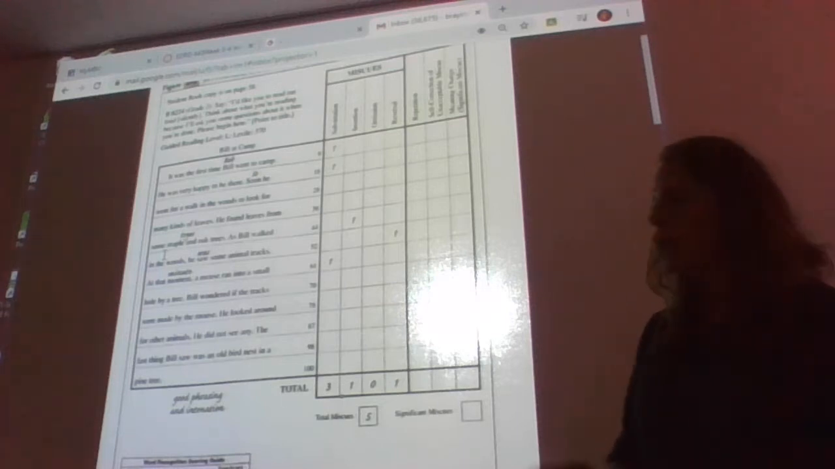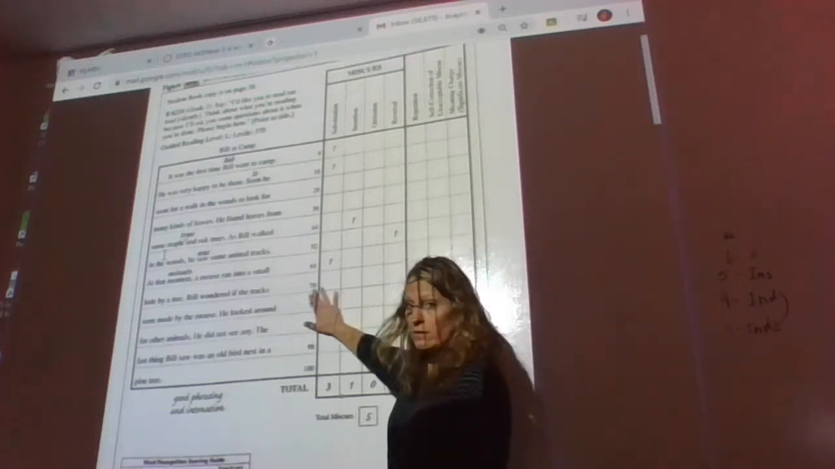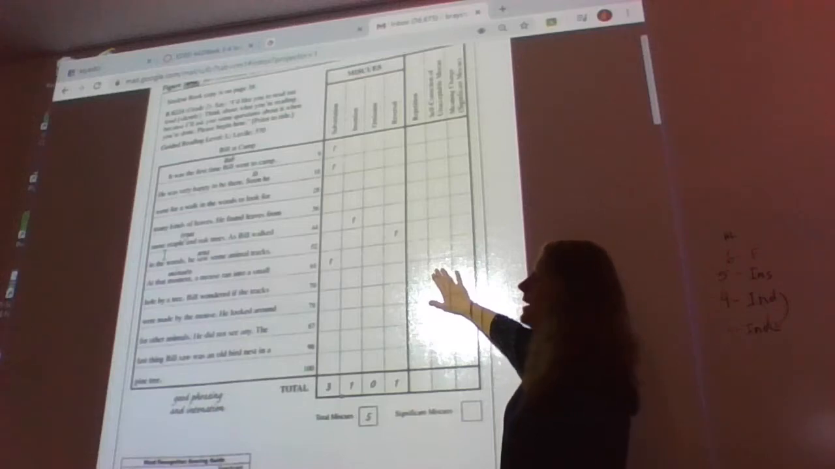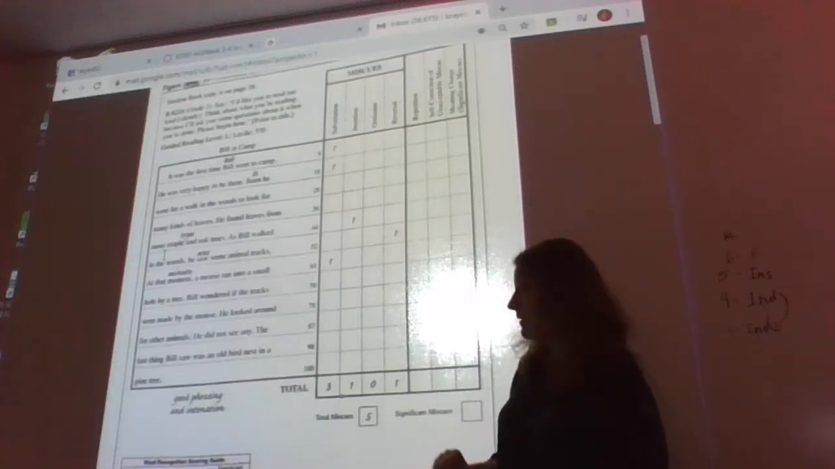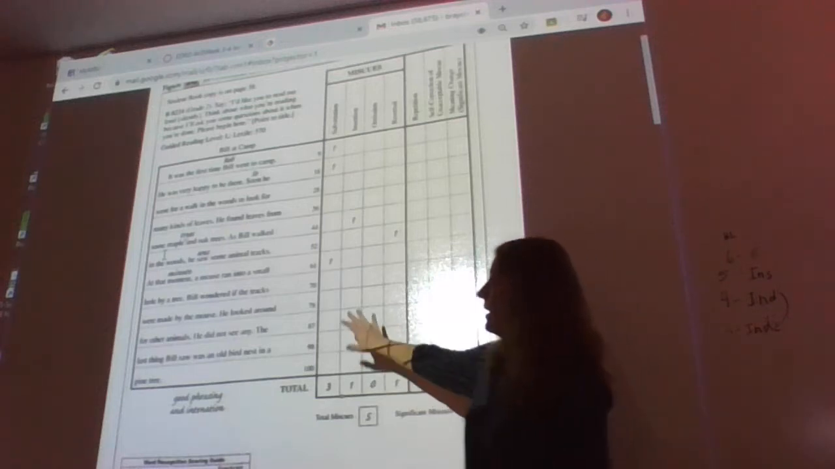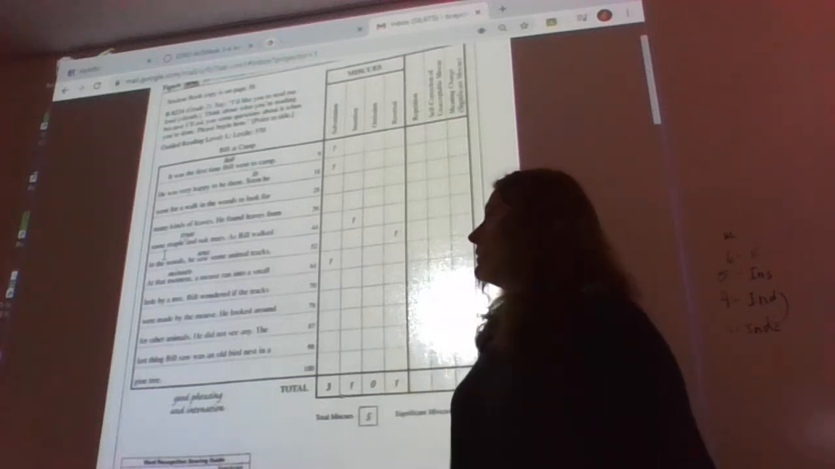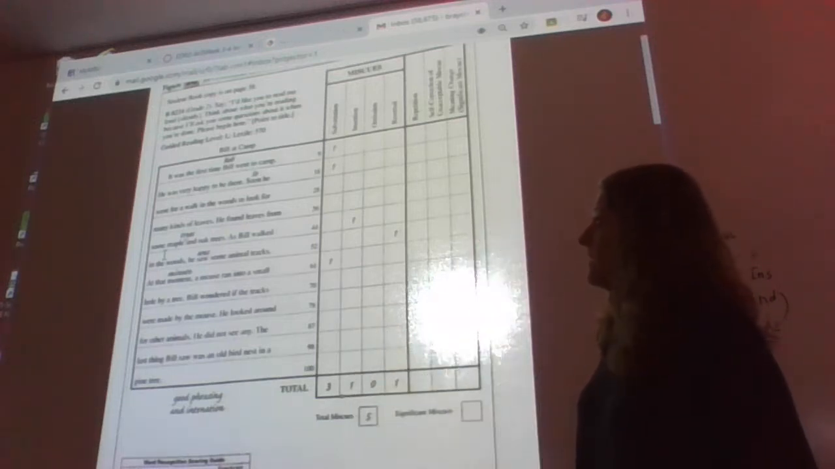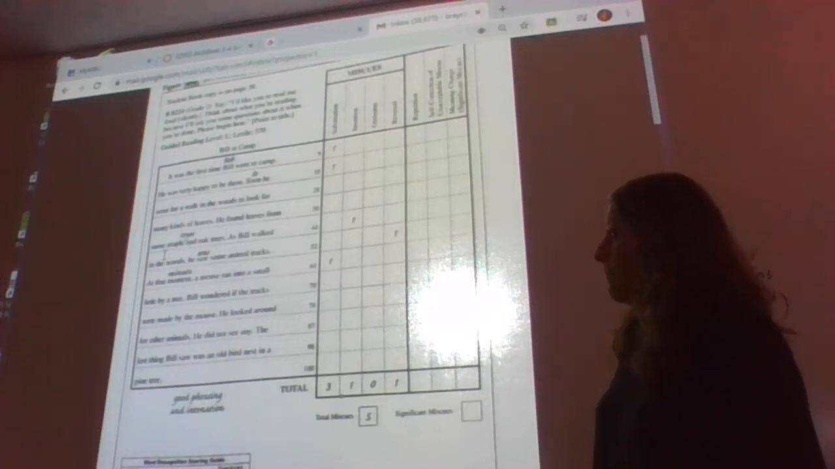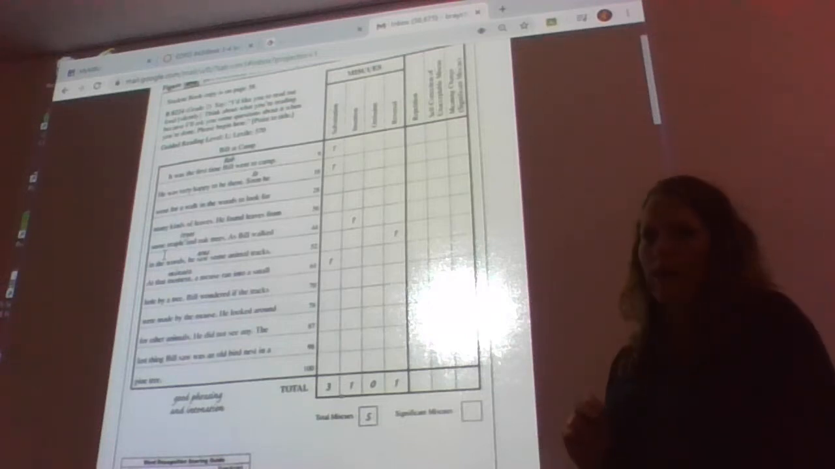Now, notice only this side is filled out, because we'll analyze later on this side, which you also know how to do because we did that last week with the running record. So, looking carefully at this, this reader said it was the first time Bob went to camp. Here's something to know about names.